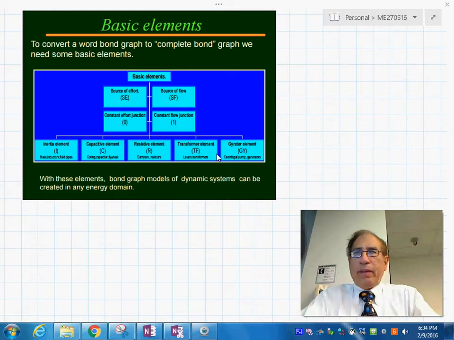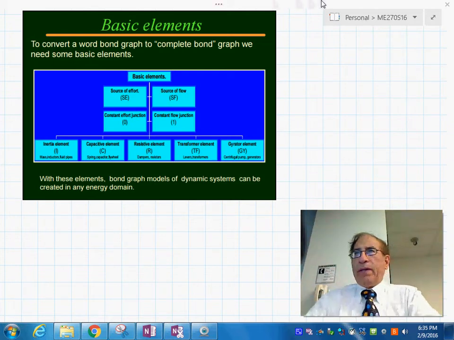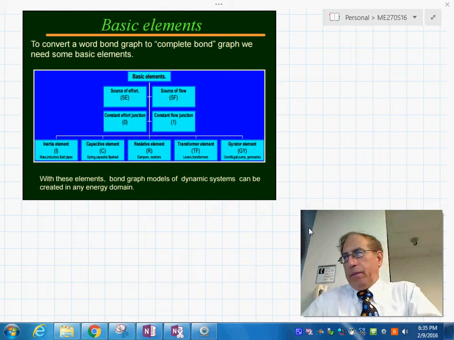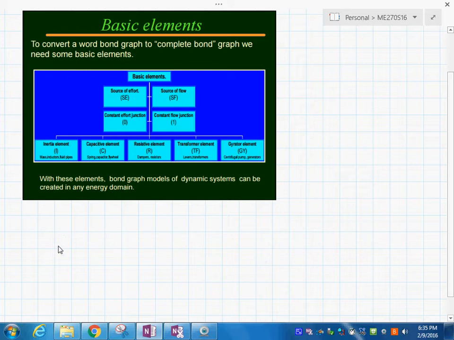So what we're going to see now is how each one of those behaves. So I think that the easiest one to take on first is going to be the R element, which will introduce us in a simple way to the subject. So here I'm going to put the R element. So we're going to call it the resistive element.